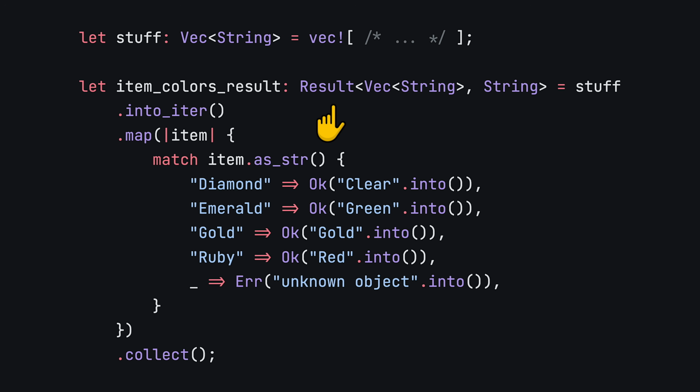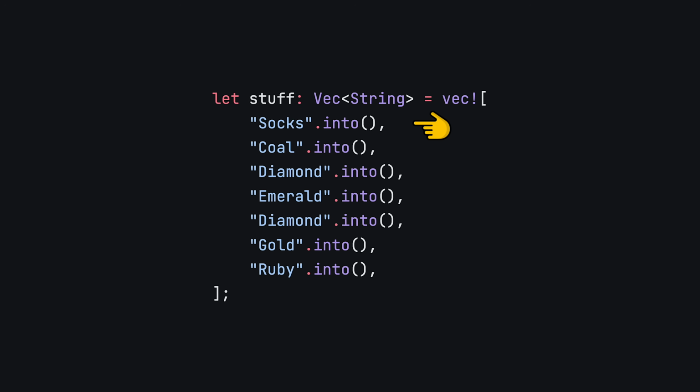Now the result type gets to dictate how the iterator is converted into this result through its implementation of the from iterator trait. With this approach, when the closure returns an error variant, the iteration stops and item colors result gets assigned that error variant. In this case, because the first element of the stuff vector is socks, the error will happen on the first element. So only one element total is going to be processed. This pattern is used everywhere in the Rust ecosystem, so it's nice to be acquainted with it and understand how it works.